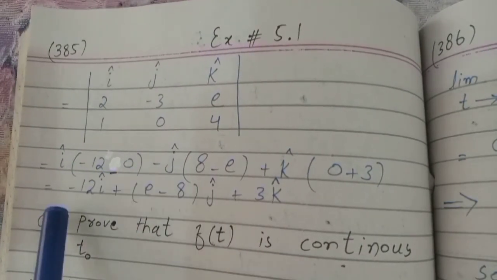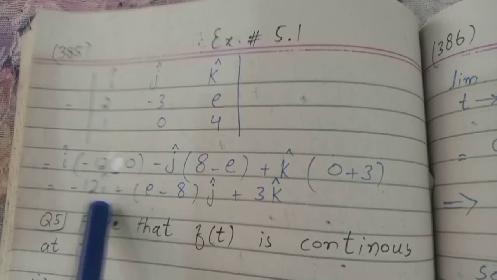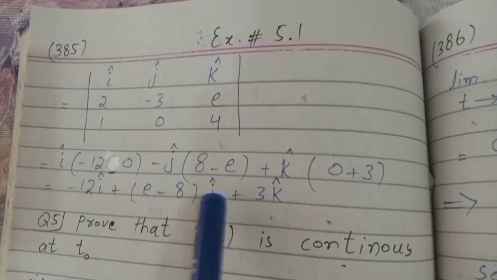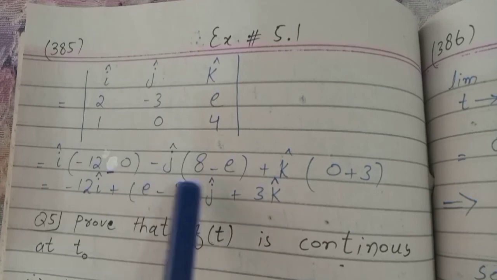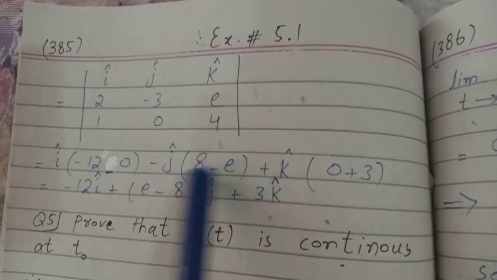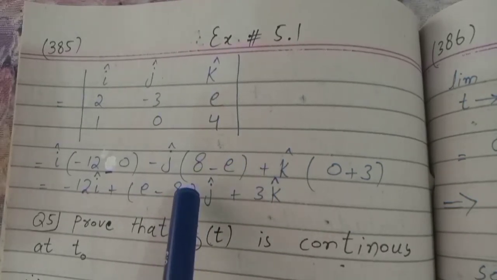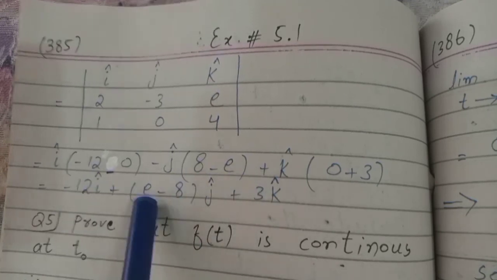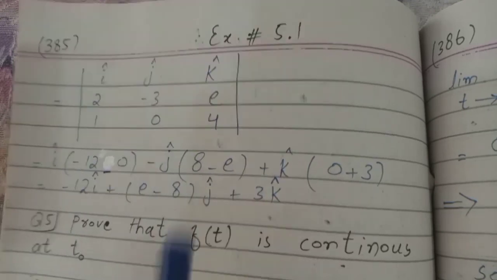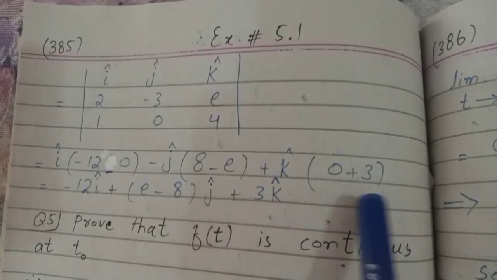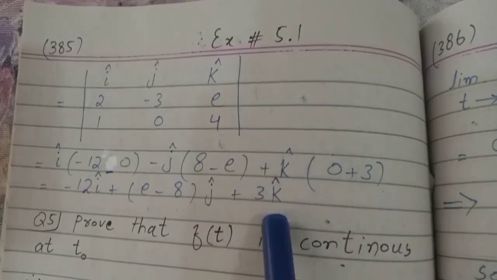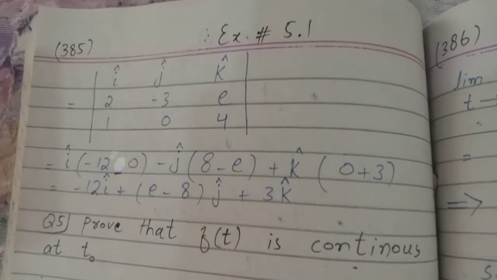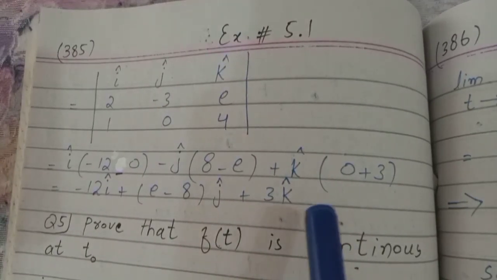Minus 12 minus 0 will be minus 12 i. If you multiply this minus sign in the bracket with these numbers, the sign changes. 8 minus e will become e minus 8, unit vector j, plus 0 plus 3 will be 3 times unit vector k. It was the third part of question number 4.